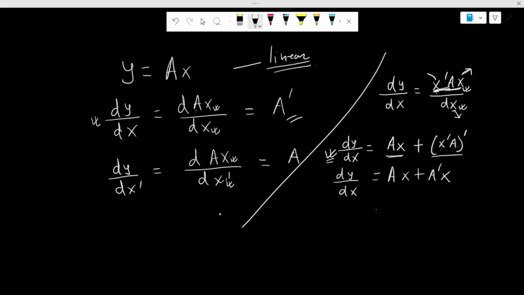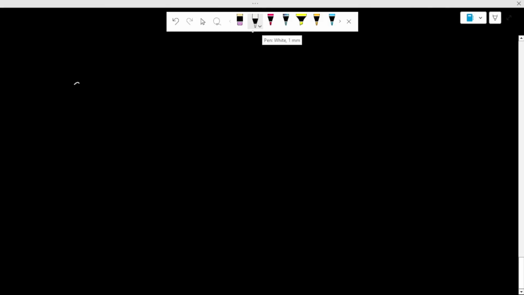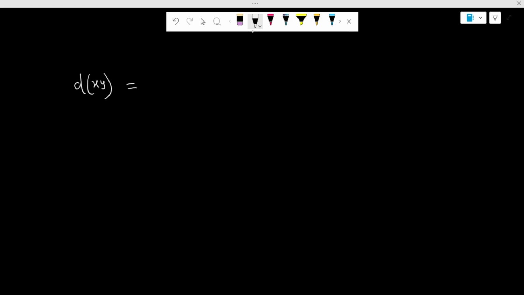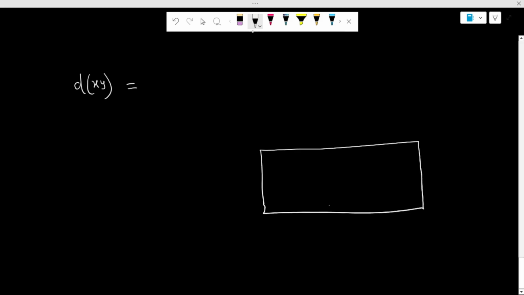Now let us see a simple example behind the logic of the product rule. Here it seems like we are taking the derivative 2 times. So let us see a simple explanation. Product rule is basically finding the change in the product of x, y. So let us take a rectangle. Here the length is represented by x and the width is represented by y.